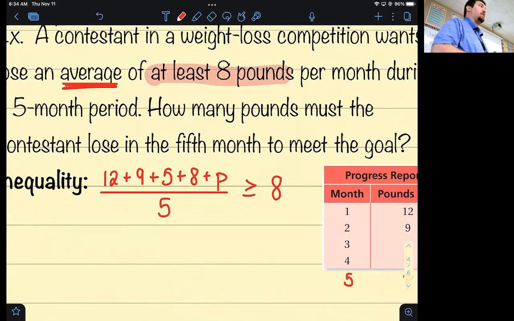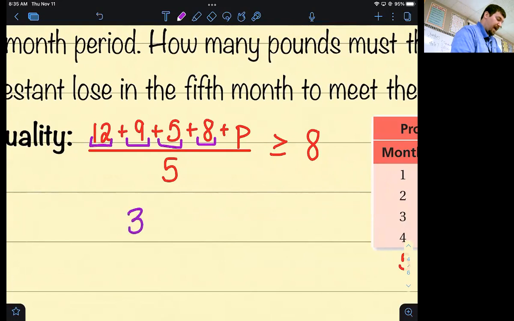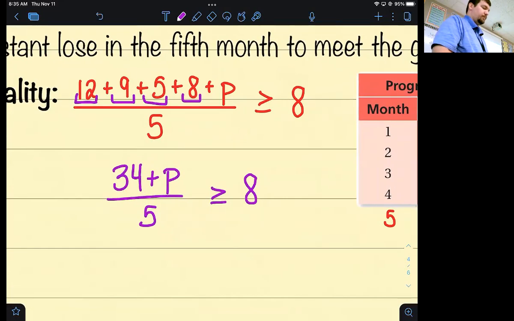The first thing I would probably do is combine our like terms. How much weight has they already lost? Well, if we combine our like terms on the top of the fraction, you've got 12 and you've got 8. What's 12 and 8 make? 20 plus 9, 29 plus 5. Okay, so they have already lost 34 pounds, plus they're going to lose more, and then we're going to divide by 5 because it was a 5-month period, and that's greater than or equal to 8. So they've already lost 34 pounds. That's an important thing to know.